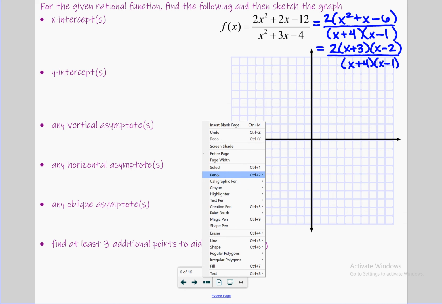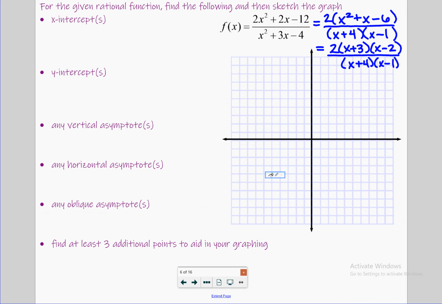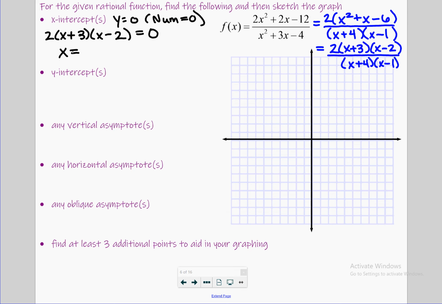Okay, x-intercepts. Where do we get x-intercepts from? From where? Y equals 0, and there was a shortcut yesterday. The numerator equal to 0. So if you set your numerator equal to 0, that'll give you your x-intercepts. Okay, so my numerator, we already factored it, so we saved ourselves some time here. Numerator equal to 0. What are my 2 x-intercepts going to be? -3, +2, and I'm going to graph them.